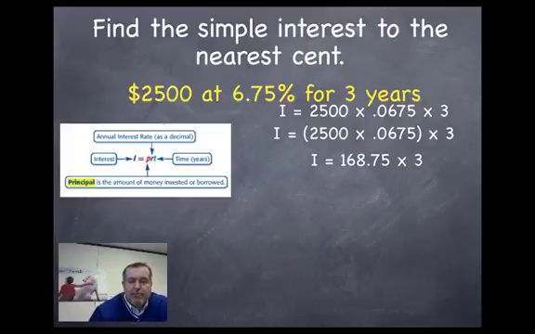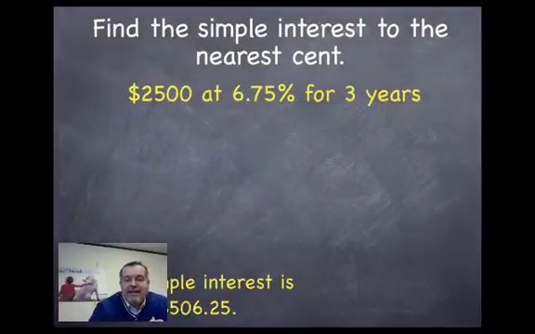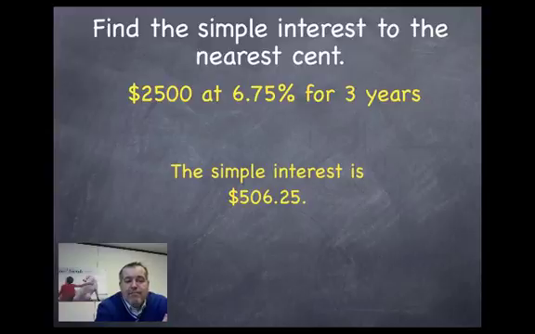So now we have I equals 168.75 times 3. We'll get our little calculator out again. We're going to plug that in, 168.75 times 3, and we get an answer of 506.25. So that's equal to dollars, so the simple interest is $506.25.